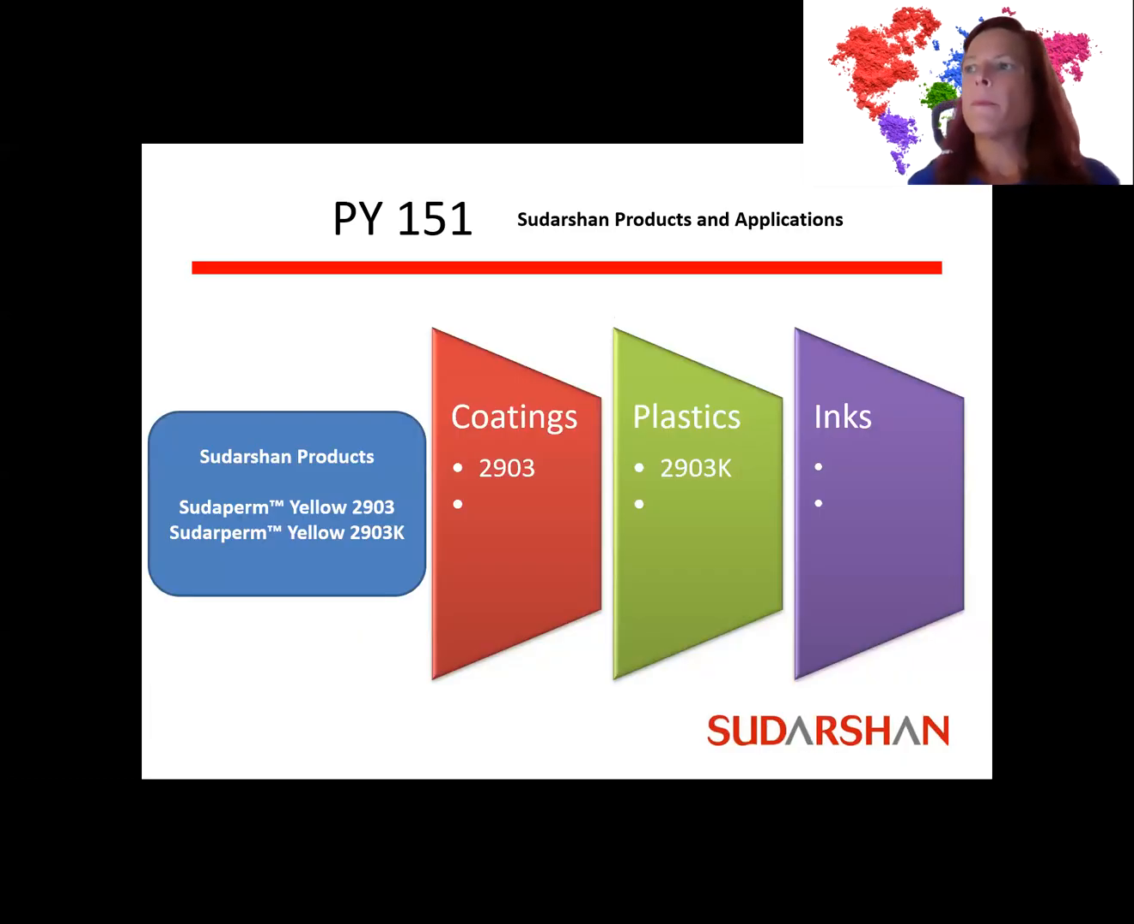So for Sudarshan, we have a couple of products in our portfolio for Pigment Yellow 151. We have one for the coatings and one for the plastics. And as I've always stated before, these are placed in these particular buckets primarily because of the finishing techniques that we put onto the pigments, where these are generated directly for those particular applications. However, it's not to say that the pigments can't be used in other applications. So I'll continue to reiterate that particular point.